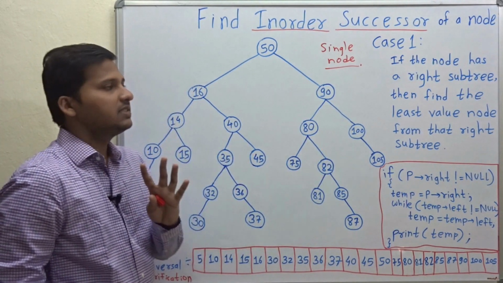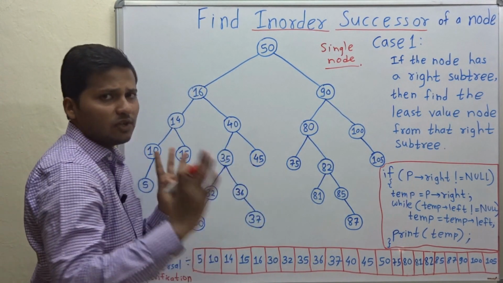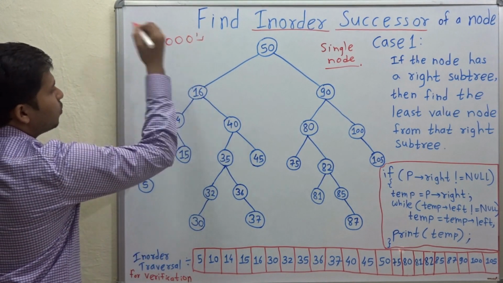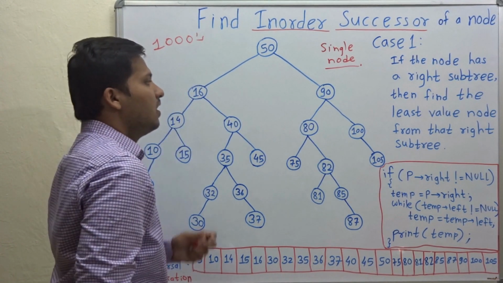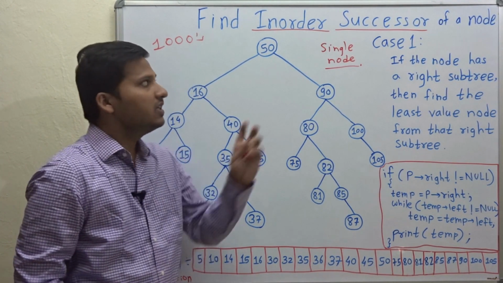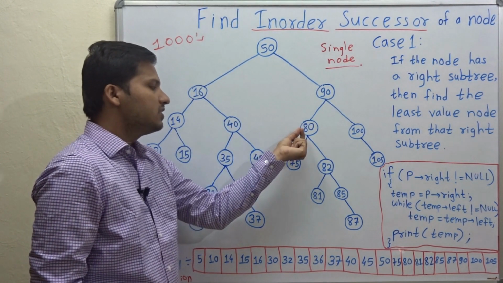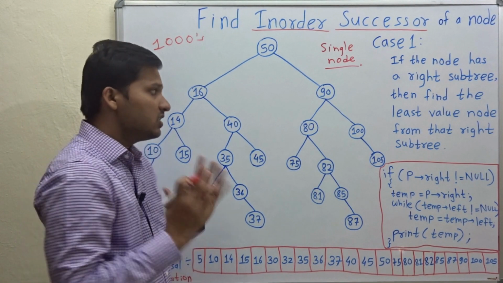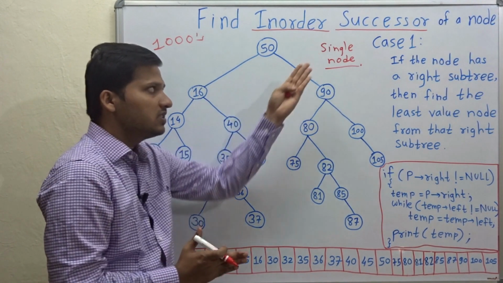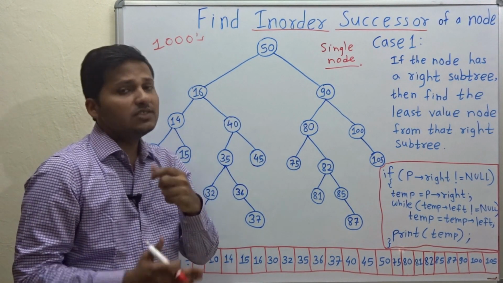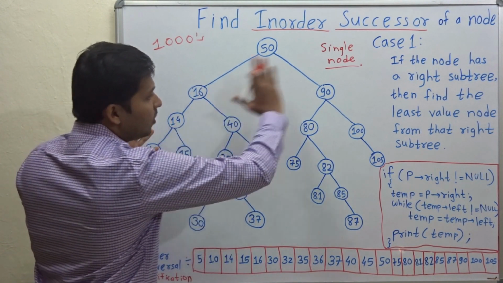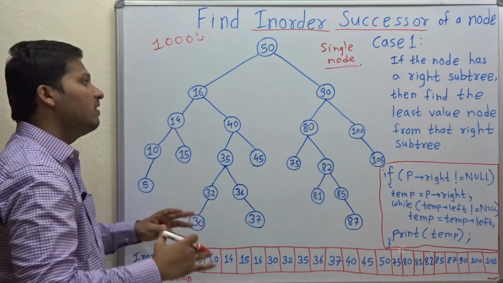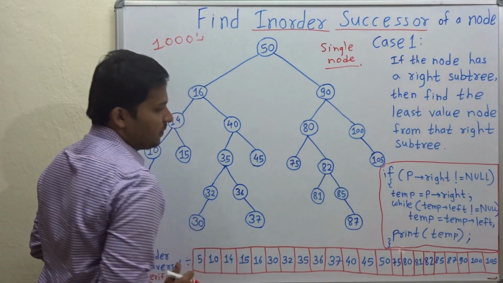See, what I mean is that if there are thousands of nodes in this binary search tree, and if you want to find out the in-order successor of only one node, then just for finding out the in-order successor of that one node, it is not feasible to traverse the whole binary search tree which is having thousands of nodes and then find out the in-order successor.